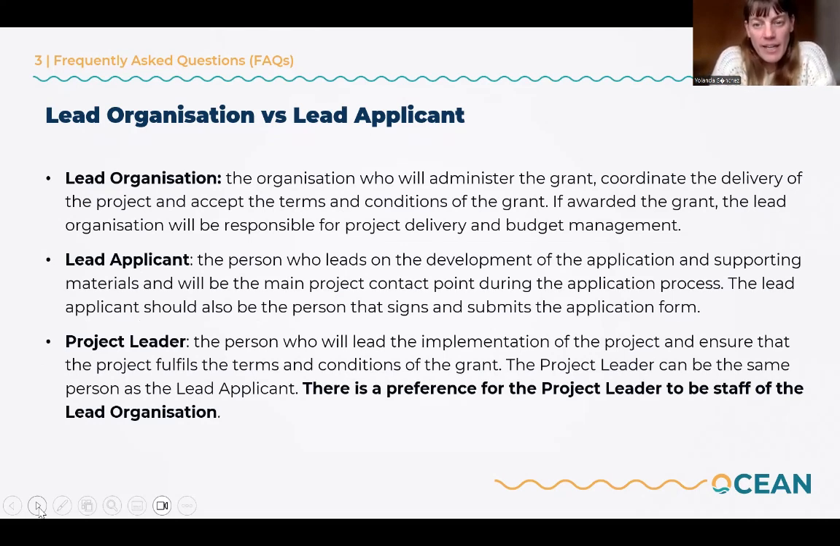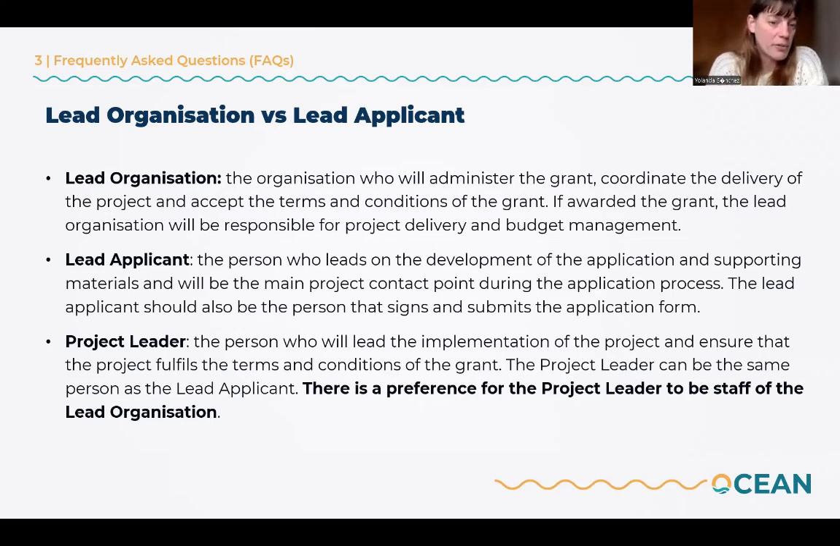We also want to clarify again some of the concepts that people raised in their questions, because sometimes it's difficult to tell the difference between the lead organization, the lead applicant, and the project leader. The lead organization is the organization that will administer the grant, coordinate the delivery of the project, and accept the terms and conditions of the grant. So if you get the grant, the lead organization will be responsible for project delivery and budget management. Then you have the lead applicant, who is the person who leads on the development of the application and supporting materials, and will be the main project contact point during the application process. So the lead applicant should also be the person who signs and submits the application form.